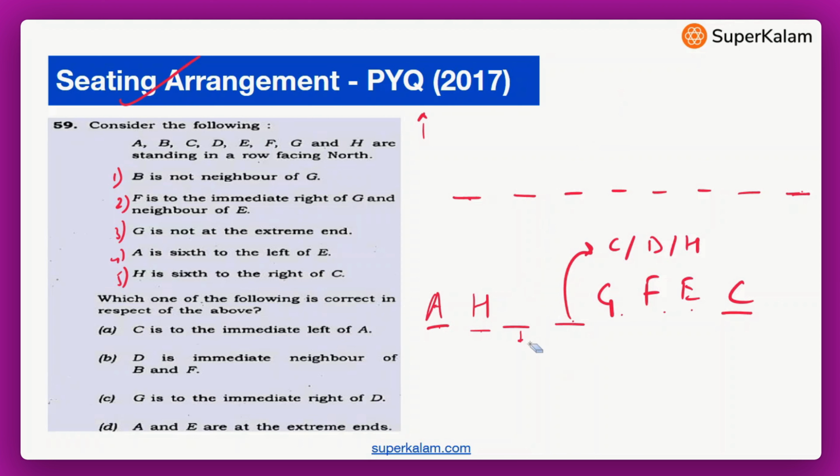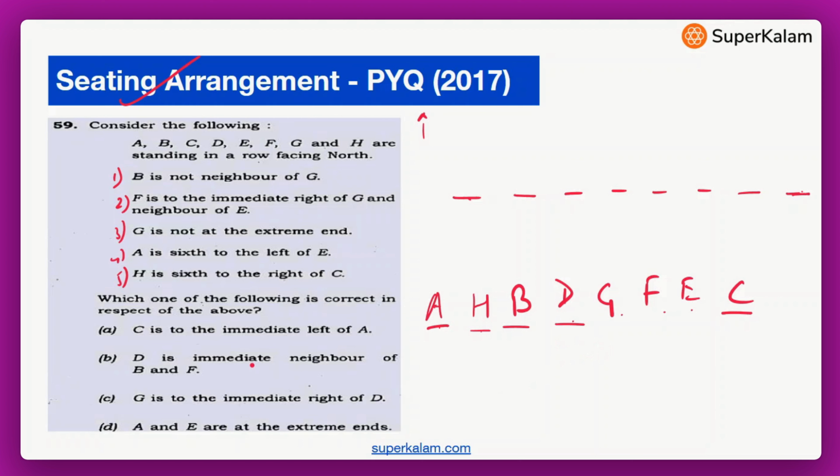So H we have got, C we have got. Now we can't put H here, we can't put C here. The only possibility here is D. And now only one character is left, which is B. B should be here, because this is the only blank which is left. Okay, let me write it clearly. So this is how the ordering is taking place: A, H, B, D, G, F, E, C.